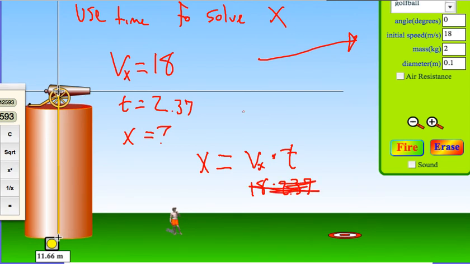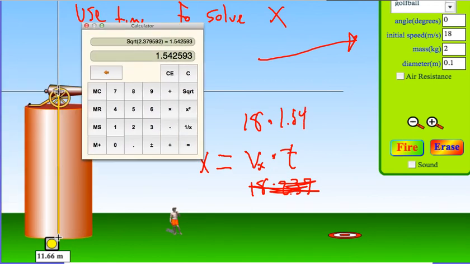So now, 18 times 1.54. Bring this over here. 18 times 1.54 equals 27.72 meters. So let's go check our answer.